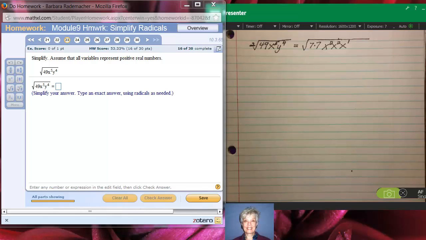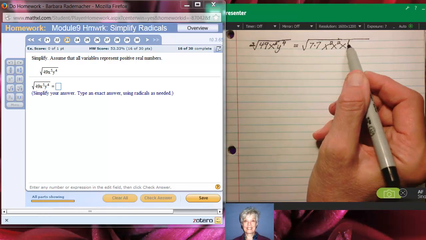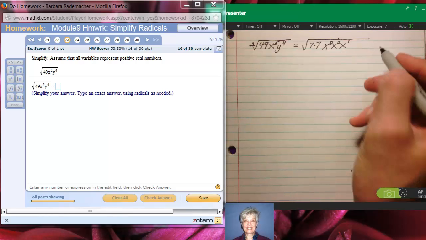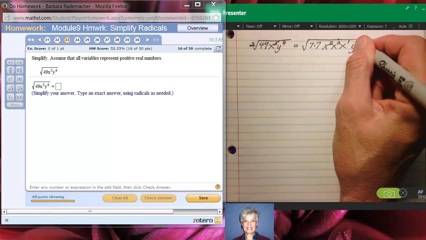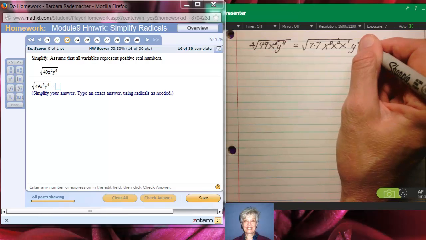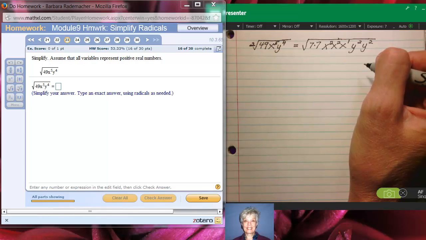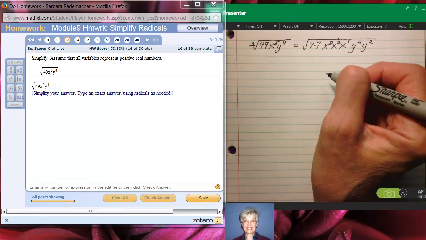Remember your rule that says if you multiply like bases, you add the exponents. This is kind of going backwards from that. 2 plus 2 is 4 plus 1 is 5, so this is x to the fifth. Now, y to the fourth can be written out as y to the 2 times y to the 2, because y to the 2 times y to the 2 is y to the 2 plus 2, which is y to the 4.